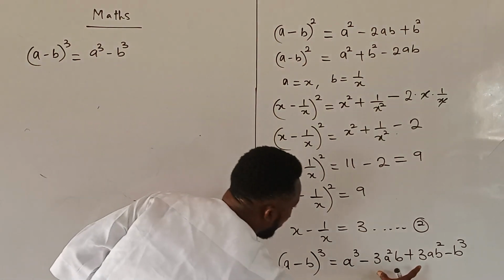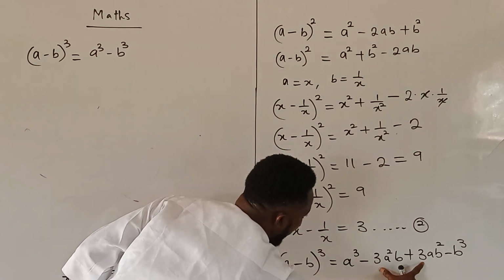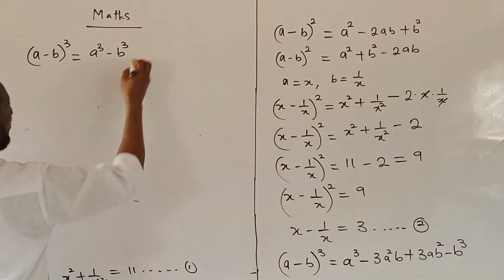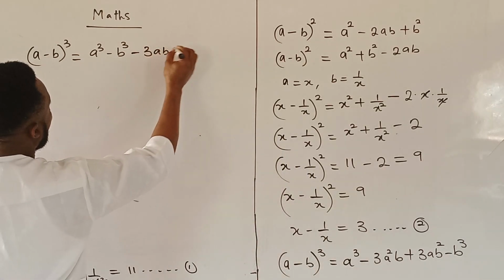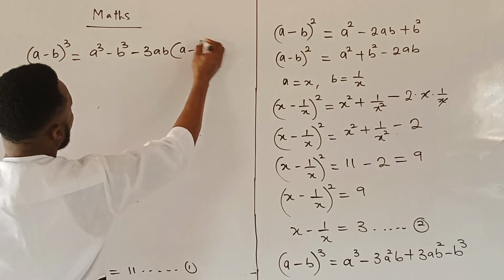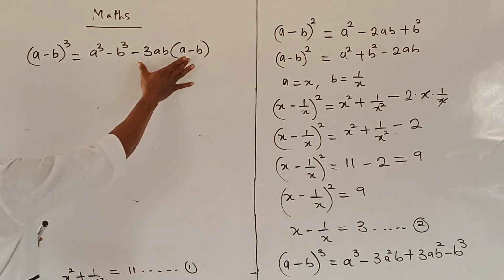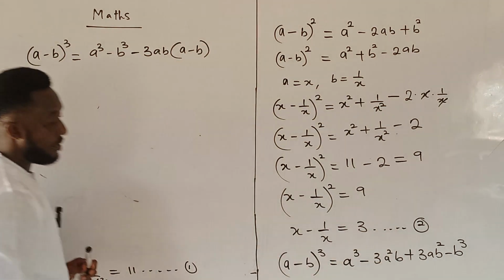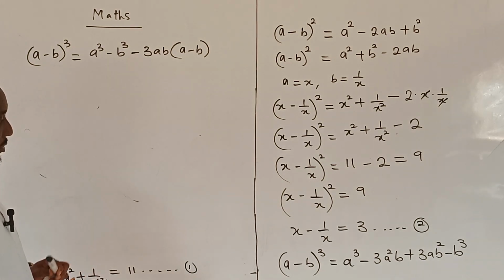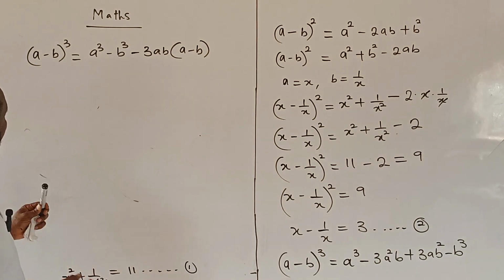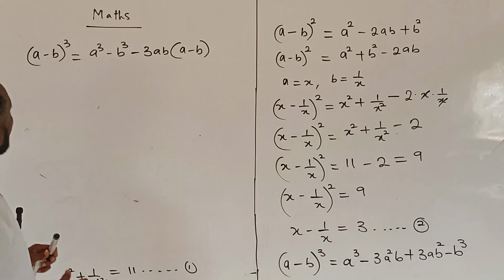Then like I said, I will factorize this pair. Then I'll bring out minus 3ab. I will now have (a minus b). So if you distribute this, you get this expression back. It's a fantabulous question.